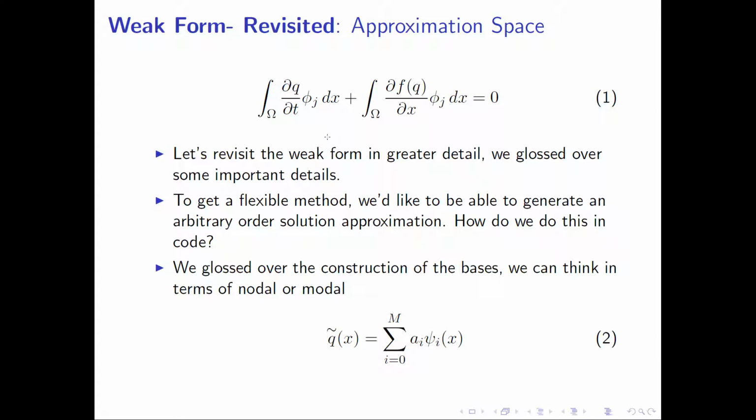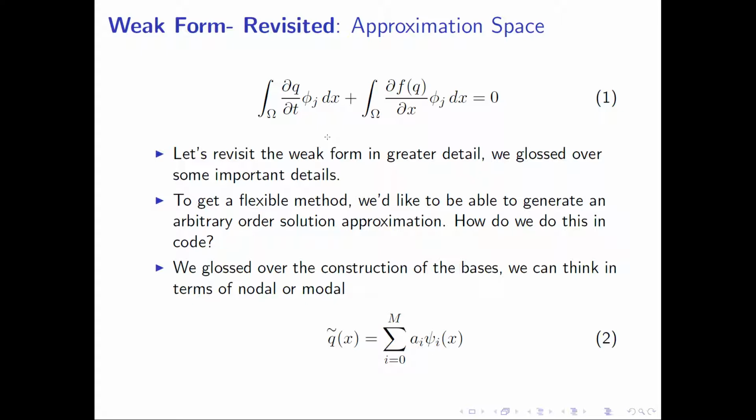All right, so let's examine in greater detail some of the details we skipped over in Module 1 regarding the weak form derivation. In order to get a flexible method, we have to be able to generate an arbitrary order solution approximation. We certainly can make a higher order solution approximation manually, but we'd ideally like to be able to generate this with code so that we don't have to completely rewrite the routine if we'd like to move from, let's say, 6th order to 7th order.